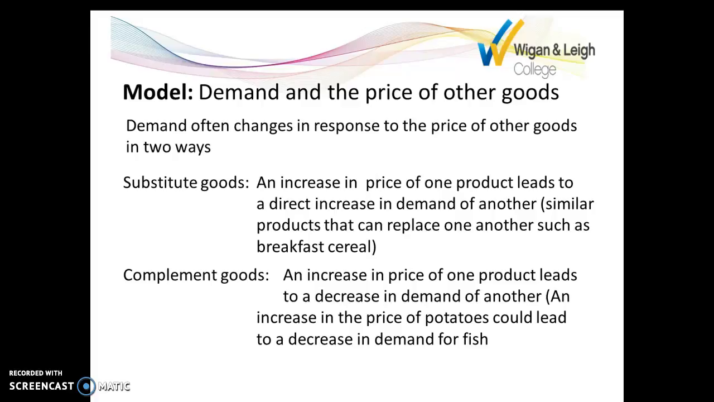And we have our complement goods. These are goods which work well together. So an increase in the price of one product leads to a decrease in demand for another. The example here is if the price of potatoes goes up, that's going to lead to an increase in the price of chips, and therefore we're going to have demand for less fish, if we go on that traditional idea of fish and chips going well together.